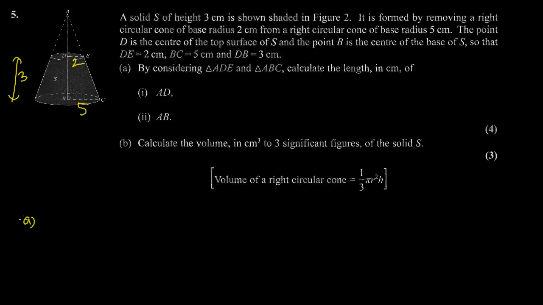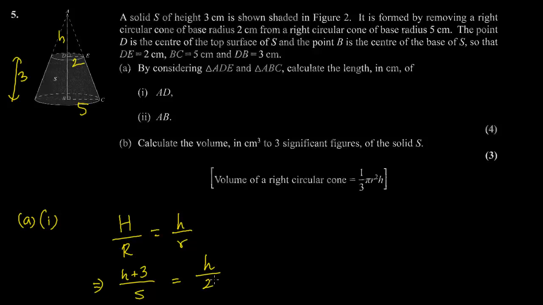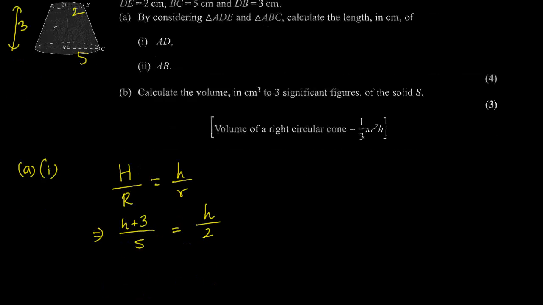So we know the rule for frustum. So question number A1, AD. We know that the height of the larger cone divided by the radius of the larger cone equals the height of the smaller cone, this one, divided by the radius of the smaller cone. So if the height of the smaller cone is h, the height of the larger cone is h plus 3. So this would be h plus 3 over the radius 5 equals h over the radius 2. So from here we can find AD, which is the height of the smaller cone.